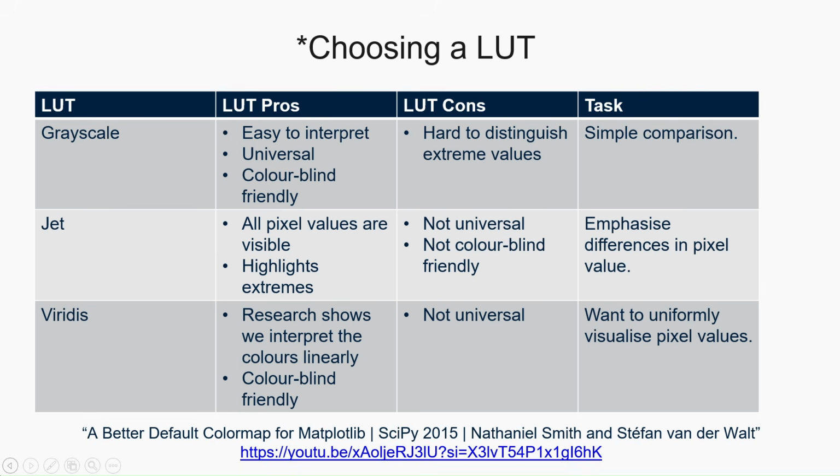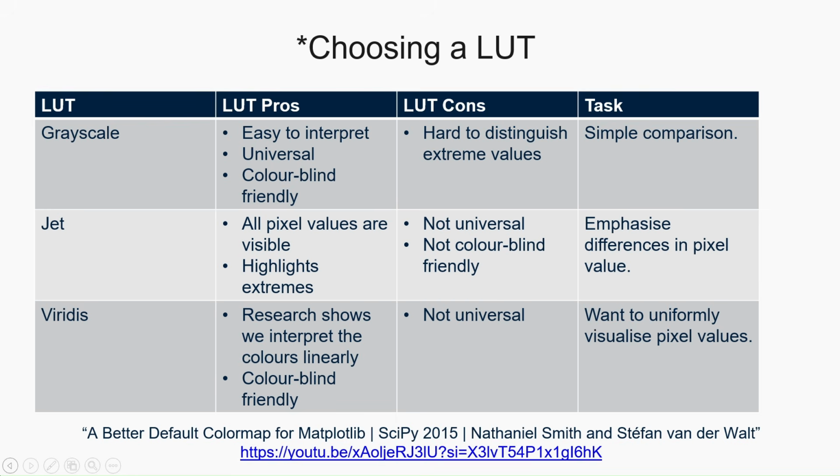Now let's discuss selecting an appropriate lookup table or LUT. Different LUTs have different strengths and weaknesses. First, grayscale. Grayscale is simple, familiar, and universally understood. It is also accessible to people with color vision deficiencies. However, it can sometimes make subtle intensity differences difficult to appreciate, especially at the extremes of the intensity range, such as when something is black and something is maybe not quite as black.